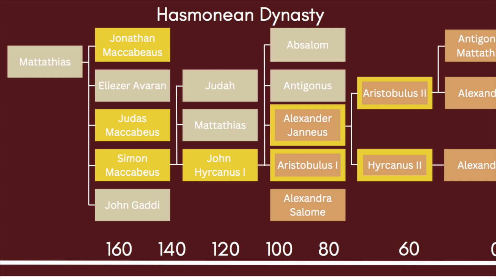Well, as we get down, you have Alexander, you have Aristobulus the first. He's not in charge for very long. But his brother, Alexander Jannaeus, becomes the king and the priest. And this makes the Pharisees very angry. There should not be someone who is a king and a priest.